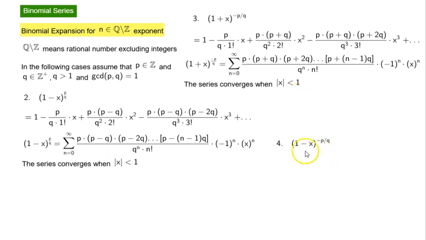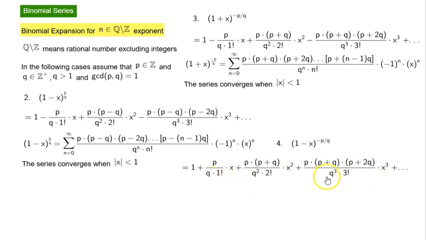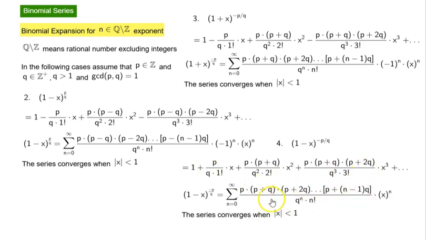Let's look at the fourth case. 1 minus x to the power of minus p by q. This was 1 minus x to the power of p by q. So here again, if we expand it, you will notice that there are no alternating signs. It can be written in this form. Or we can use combination form also, and it will become much shorter. And the series converges when absolute value of x is less than 1.